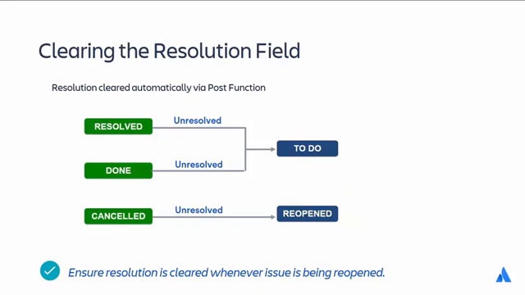Likewise, the resolution field needs to be cleared whenever an issue is being reopened. Otherwise, it will still appear as being completed on Jira gadgets and reports. You cannot clear the resolution via a transition screen because once it is on a screen, it is required. So here you see 2 transitions that reopen the issue by going back to the to-do status. One from the resolved status and the other from the done status. They both clear the resolution, so in Jira it now shows as unresolved.